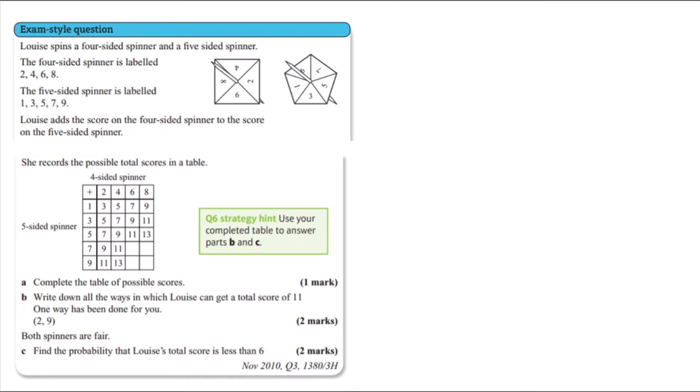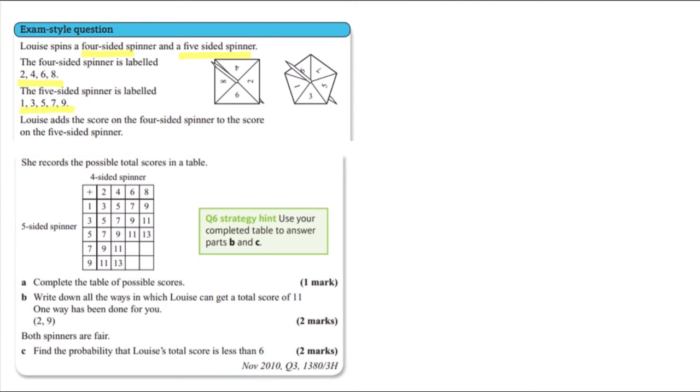Lewis spins a 4-sided spinner and a 5-sided spinner. So we have got 2 spinners. One is 4-sided, another is 5-sided. And we can see what numbers we have on the spinners. These are the numbers on the 4-sided spinner, and these are on the 5-sided.